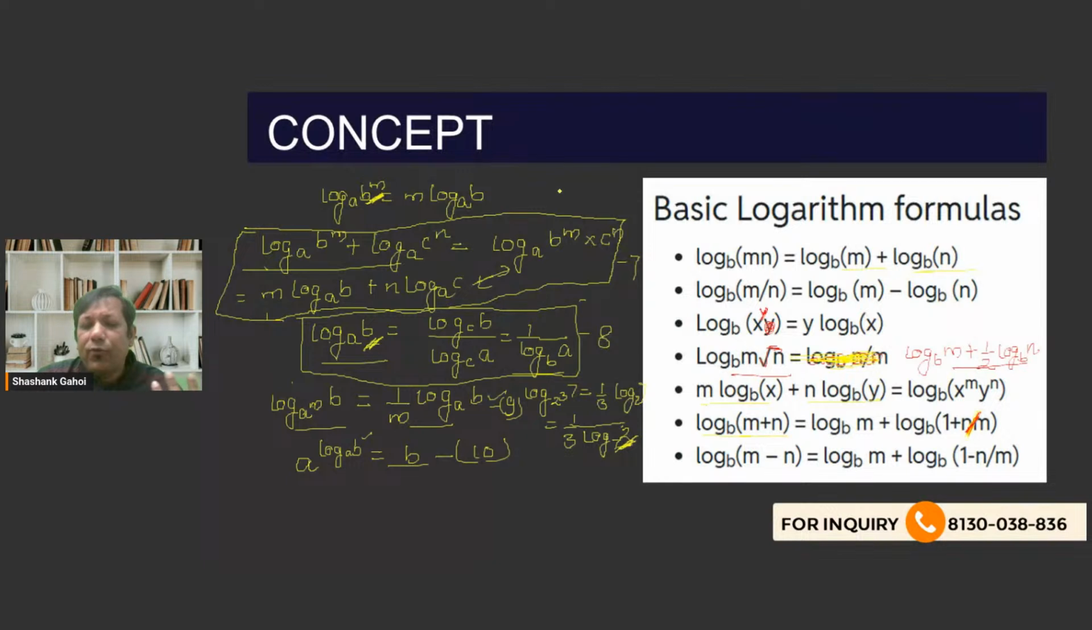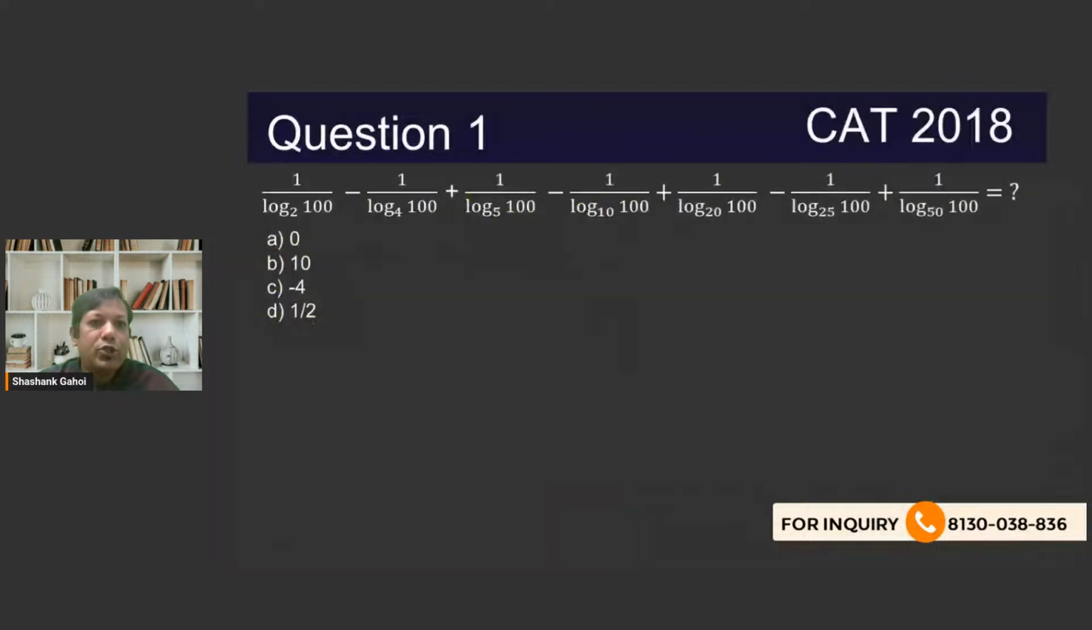So for example, what if you get log base 3 of root 2? How am I going to write it? I'm going to write it as log base 3 of 2 power 1 by 2. Because the square root is a power of 1 by 2, the 1 by 2 goes to the front, so it is going to be 1 by 2 log 2 base 3. So this is how we are going to solve. Now I'm going to solve all the questions and show how we get the answers.